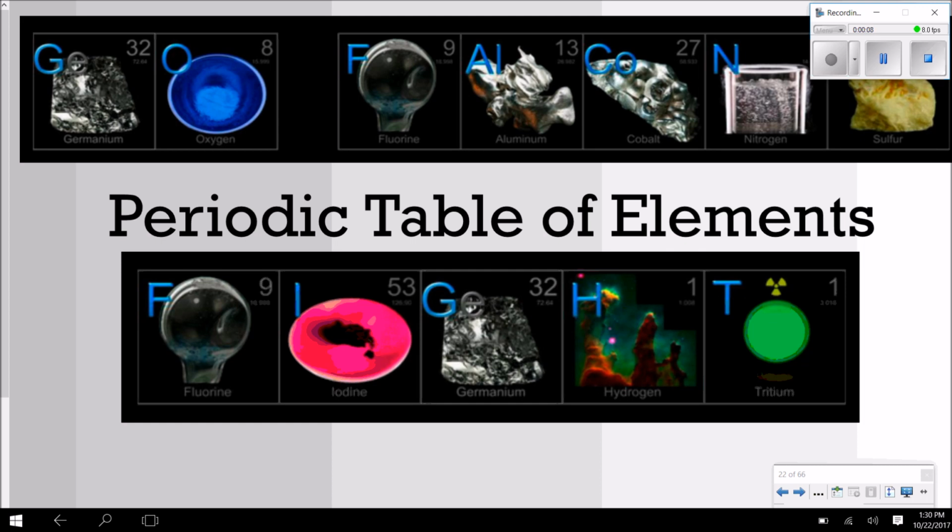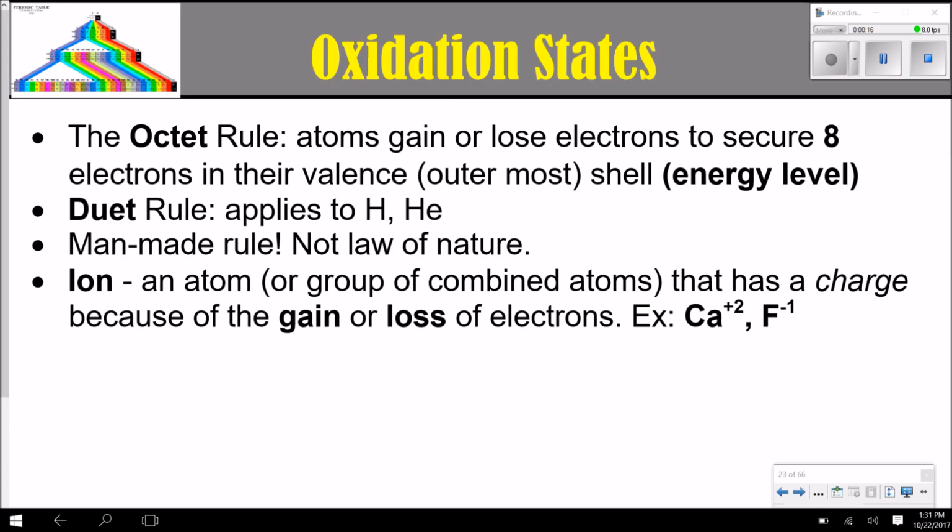In this video, we're going to be discussing the octet rule, oxidation numbers and states, and how those oxidation numbers are going to contribute to bonding. So we're going to start by talking a little bit about the octet rule.